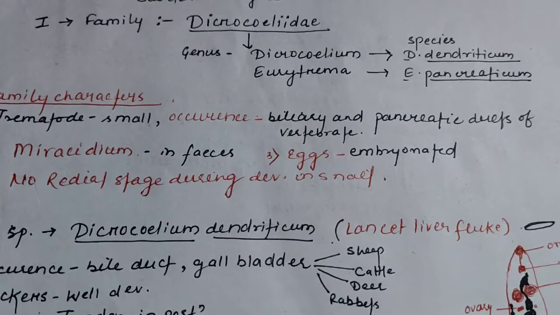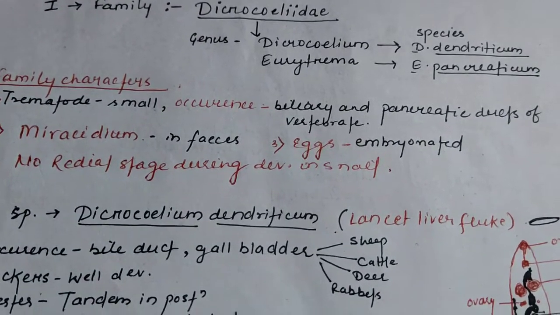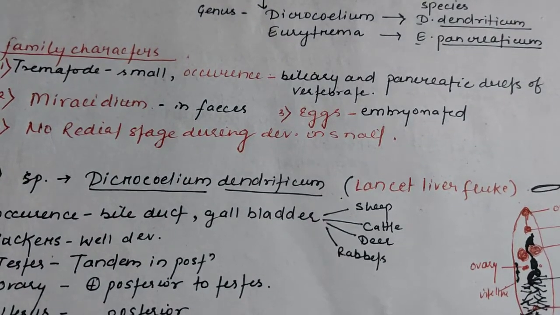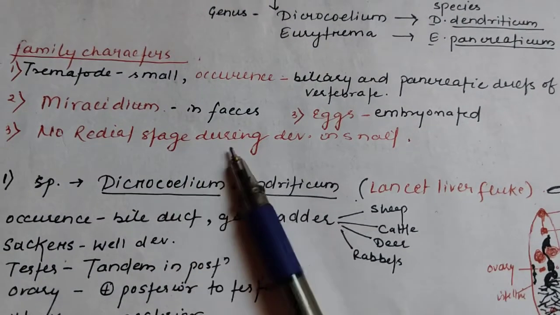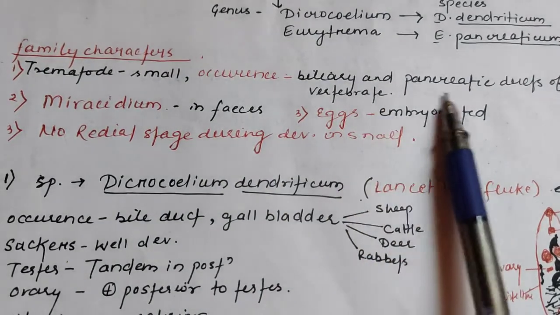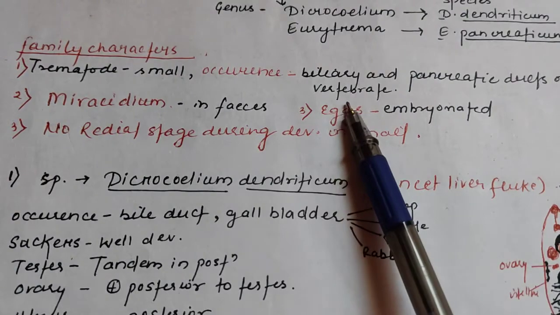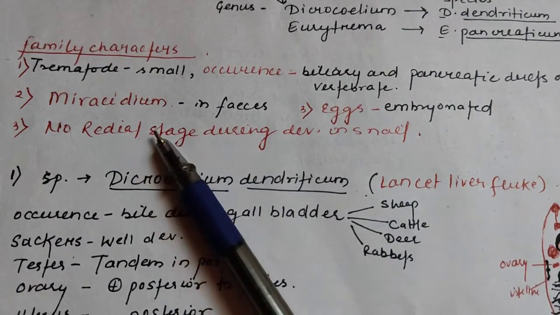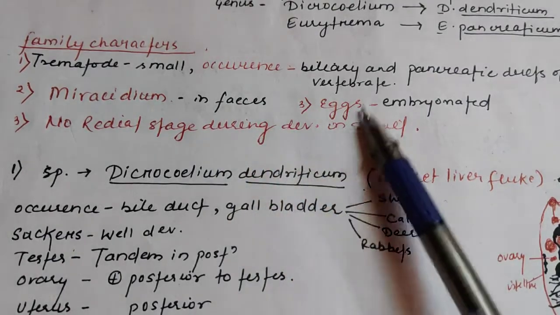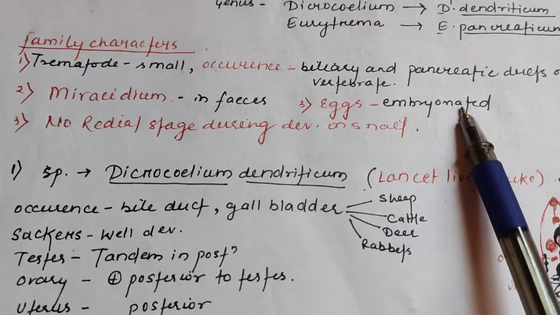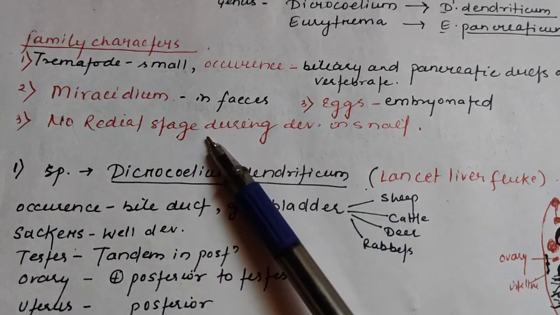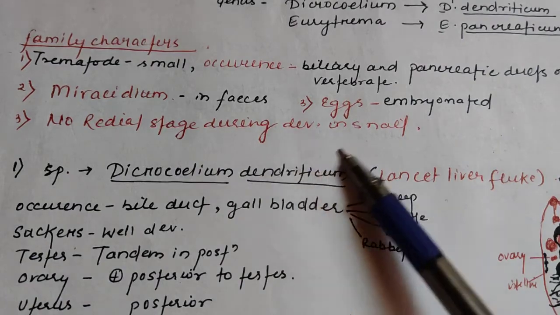Before starting each species, we must know about the family characters. The characters of the Dicrocoeliidae family are that these are small trematodes and they usually occur in the biliary and pancreatic ducts of vertebrates. The miracidia are seen in the feces. The eggs are embryonated. And the most important character is that there is no redial stage present during the development in the snail.